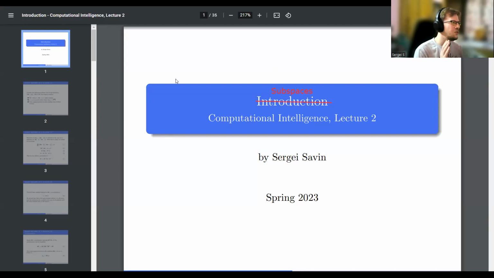So now we go to our first topic in this course, and the topic is subspaces, not introduction anymore. Okay. So subspaces. This is going to be a long review of various aspects of linear algebra. Some of them might be familiar, some of them might be new. But what is important is also details.